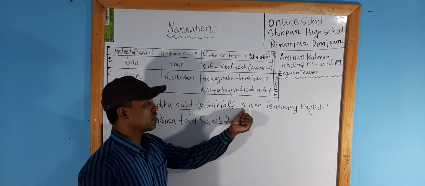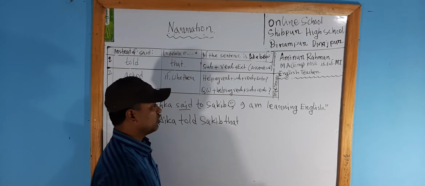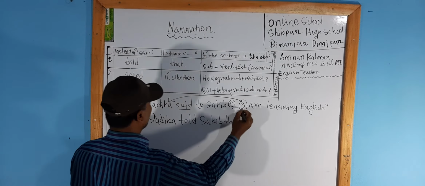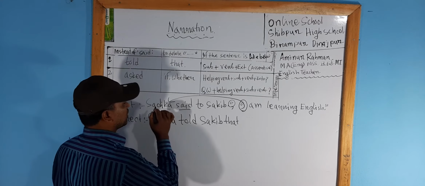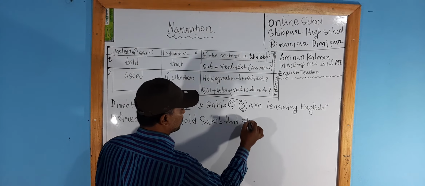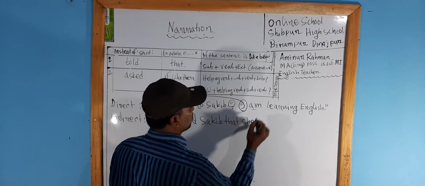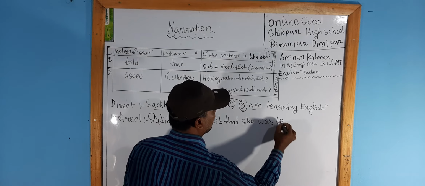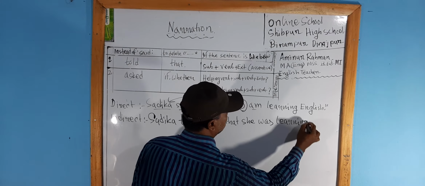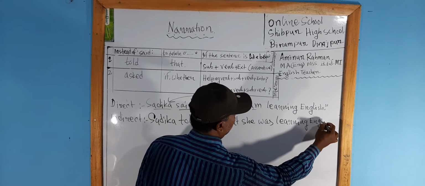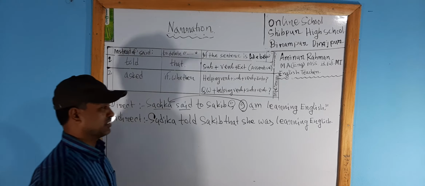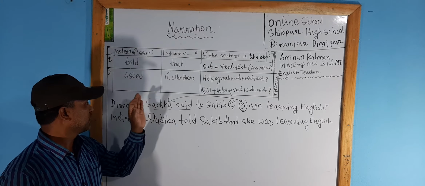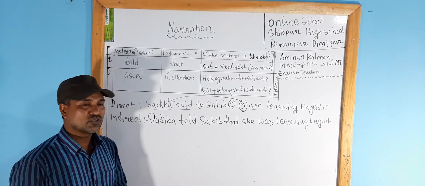Now we have learned about the changing of person and the verb. So I will indicate the subject of the repeating verb. Instead of I, as Sadika is a female person, there will be she, the pronoun of Sadika. Here we have am. Instead of am, there will be was. We have learned that was learning English. So this is the sense. If we follow this rule and change this from direct to indirect, our sentence will be completed. So you have got the idea.